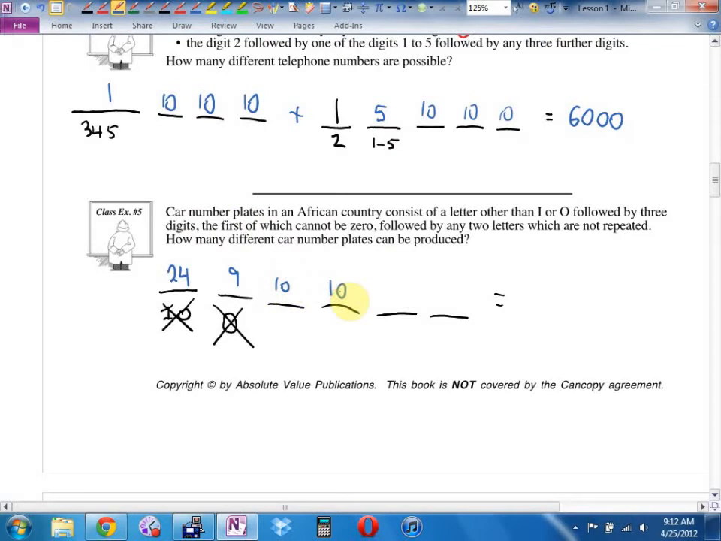Followed by any two letters which aren't repeated. If I'm allowed to pick from any two letters, how many choices do I have for the first letter? 26, but I'm not allowed to repeat, so how many choices do I have for the second letter? 25. Okay. How many license plates can this country produce? Or how many cars can this country insure?